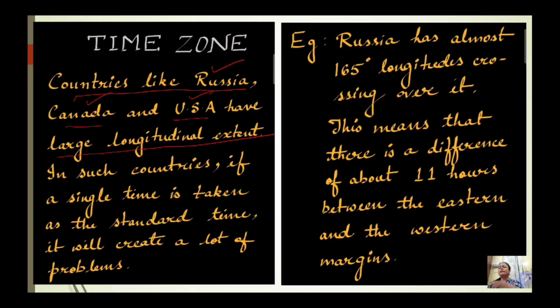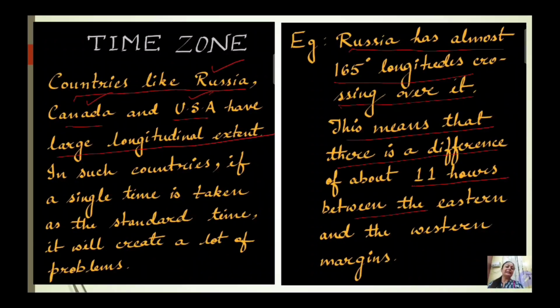Now children, they have several longitudes passing through them. How many? Russia has 165 longitudes crossing over it. Can you imagine 165 longitudes? This means there is a difference of 11 hours between the eastern and western margin. So it is a big difference, 11 hours. So children, here if we consider standard time, then there will be a big gap of time. 11 hours is a big gap.